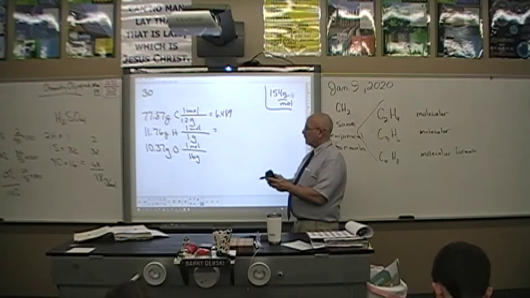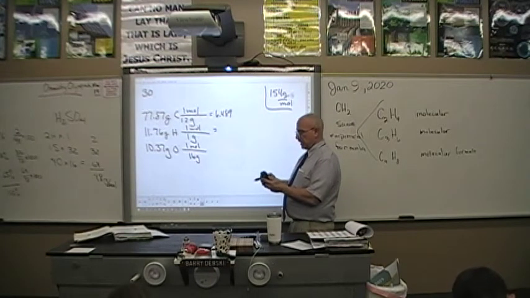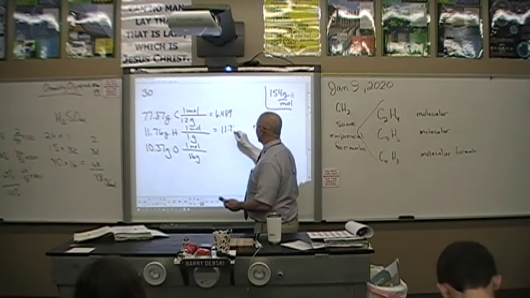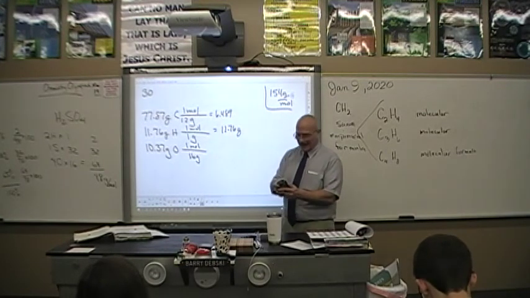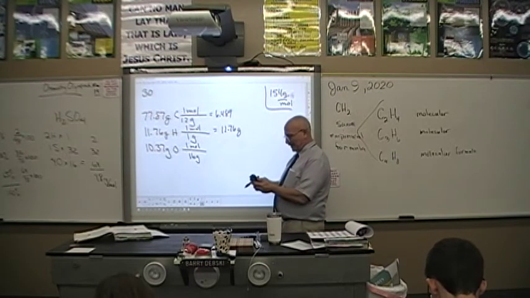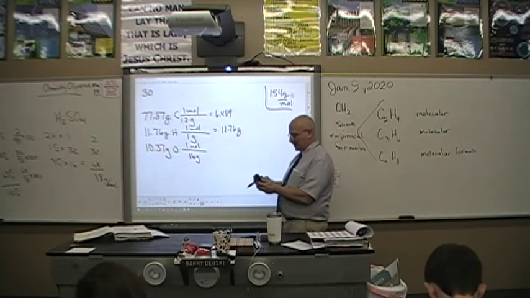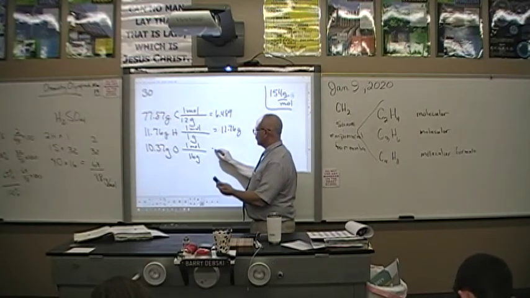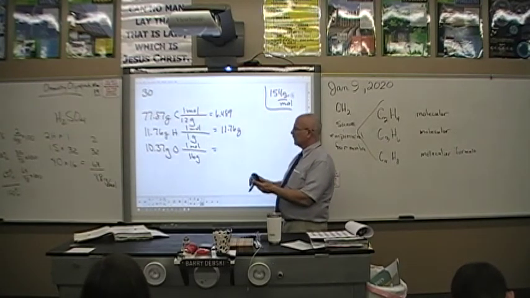What do you got? 11.76 divided by 1. I always do that. I hate that. I don't have to do it. Anything divided by 1 is itself. I always catch myself after I punch it in the calculator. 10.37 divided by 16. 0.07. Is that right? No, that can't be right.